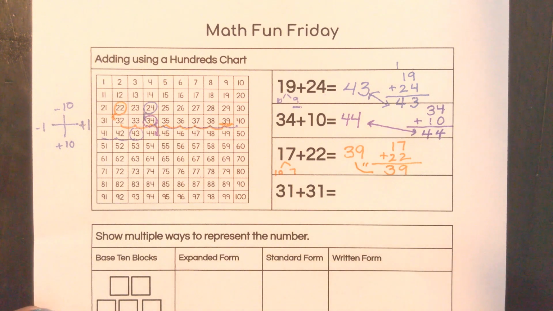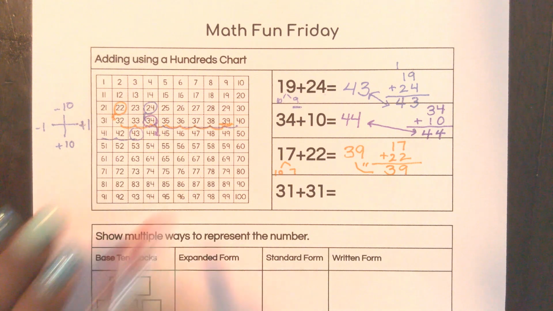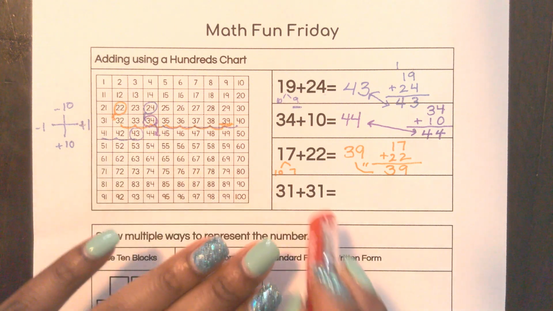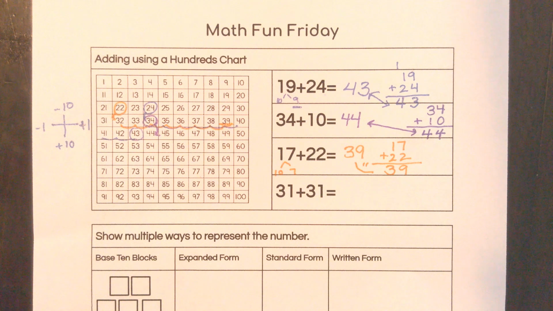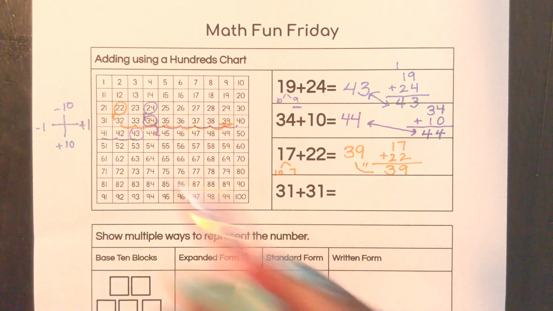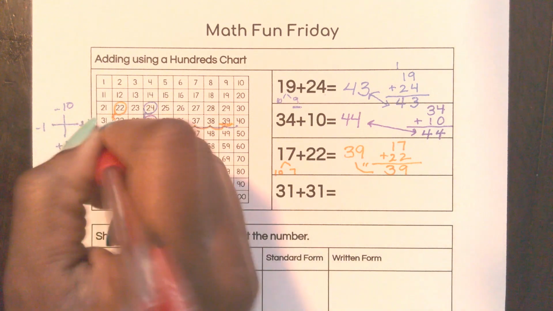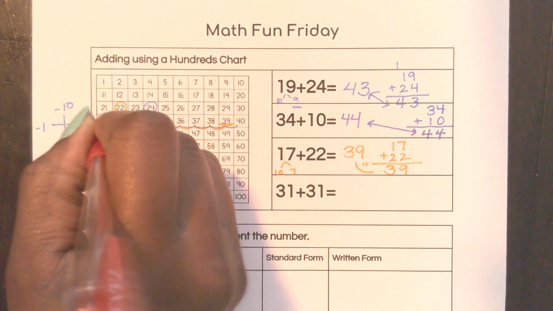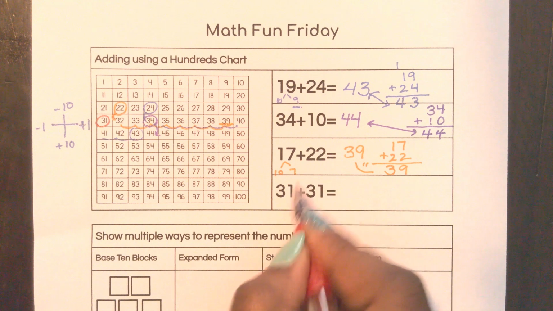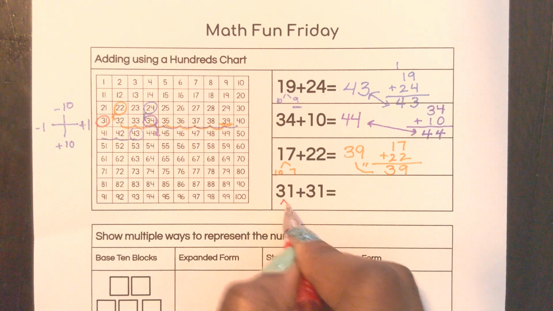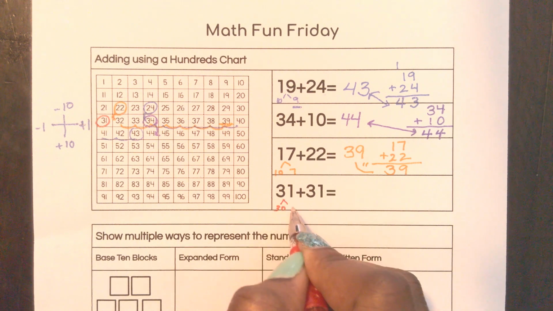Happy face. Now for the very last one, I'm going to use red. I love that I can use this 100 chart for all of these problems. And I'm just doing doubles. 31 plus 31. So I'm starting with one of the 31s right here. And this time, I'm breaking this into 30 and 1.